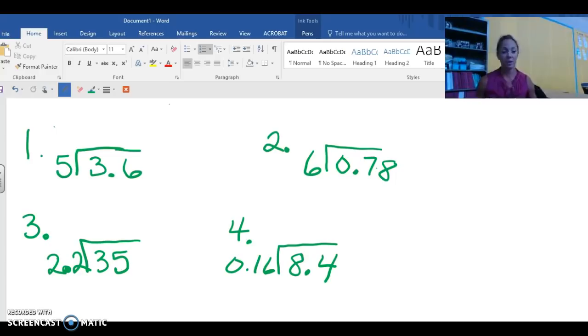Number 1 is 3.6 divided by 5. Number 2 is 78 hundredths divided by 6. And down here for 3 and 4, we divide by decimals. So we have 35 divided by 2 and 2 tenths, and 8 and 4 tenths divided by 16 hundredths.